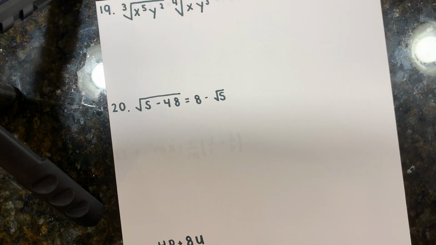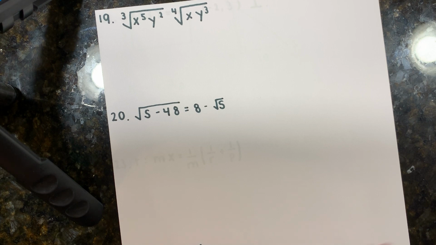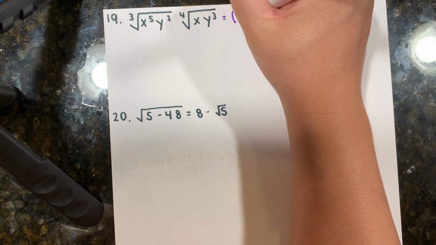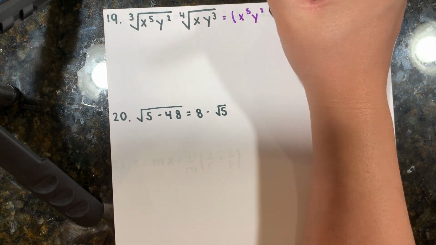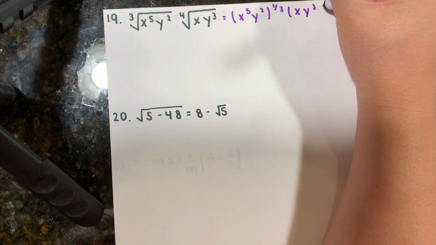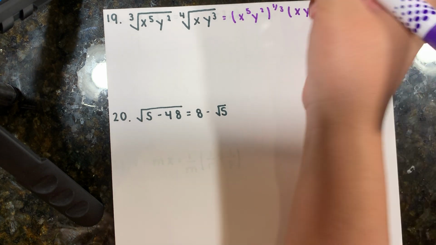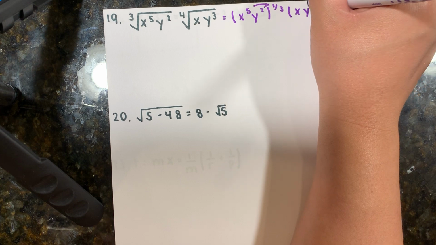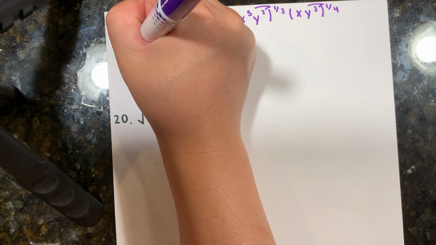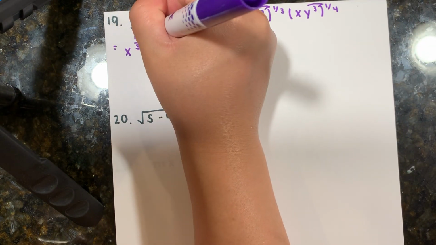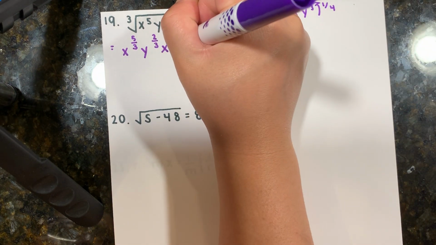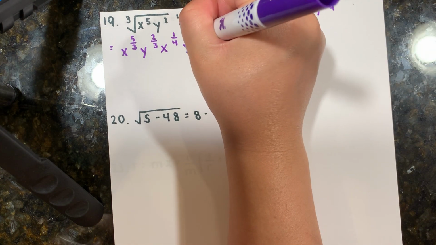Now looking at number 19, so I'm going to change this from radical form into exponential form. So I see the small 3 on the outside, so that'd be (x^5 y^2) to the power of 1/3. Then I have (x y^3) to the power of 1/4. I'm going to distribute both of those. So that would become x to the 5/3, y to the 2/3, x to the 1/4, and then y to the 3/4.